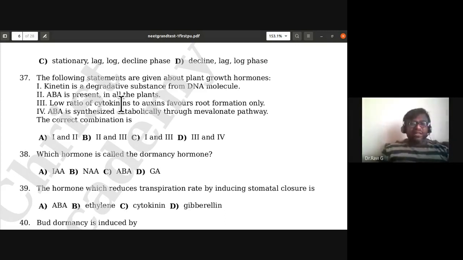So whenever the cytokinins are lesser than auxin, auxins are more and cytokinins are lesser, so root formation. If cytokinins are more and auxins are lesser, it leads to shoot formation. This concept we use in tissue culture. So C is the right answer. That is, kinetin is a degradative substance from DNA molecule. And third statement, low ratio of cytokinins to auxins favors rhizogenesis or root formation only.